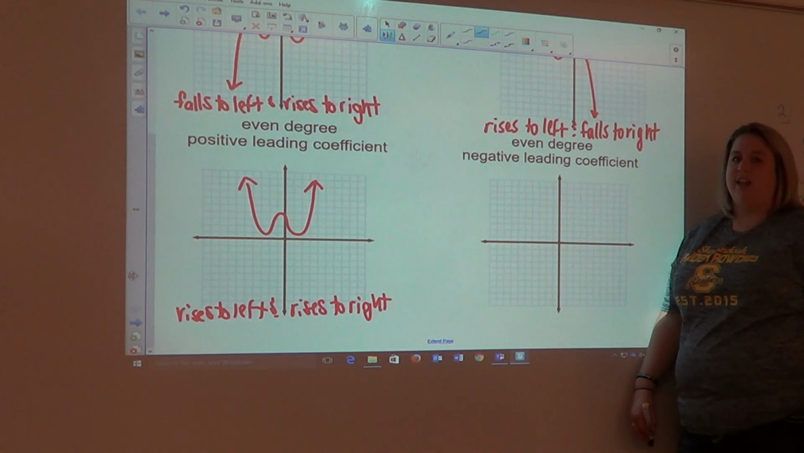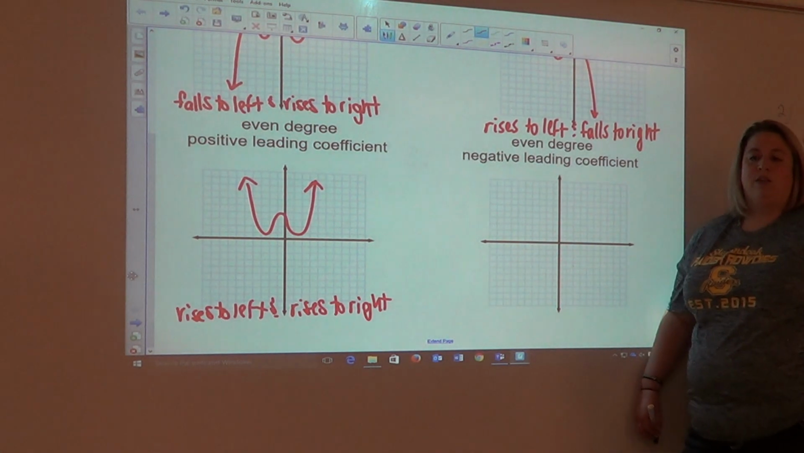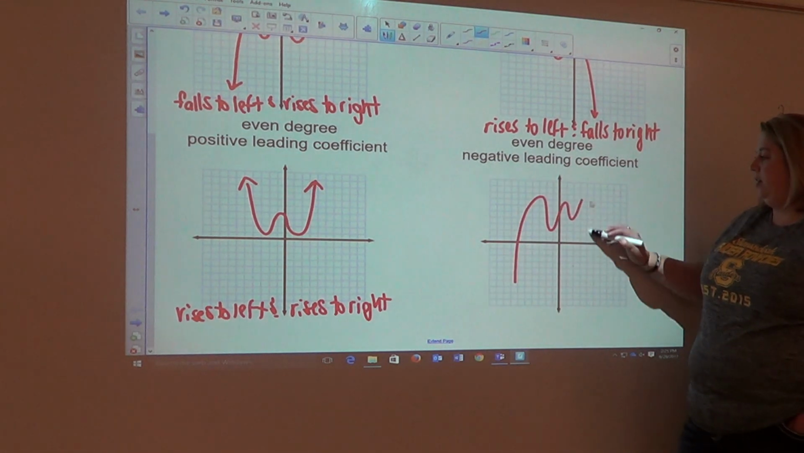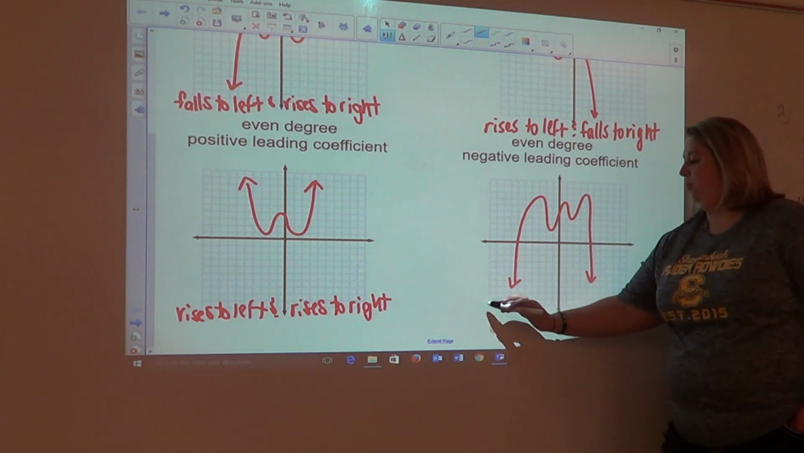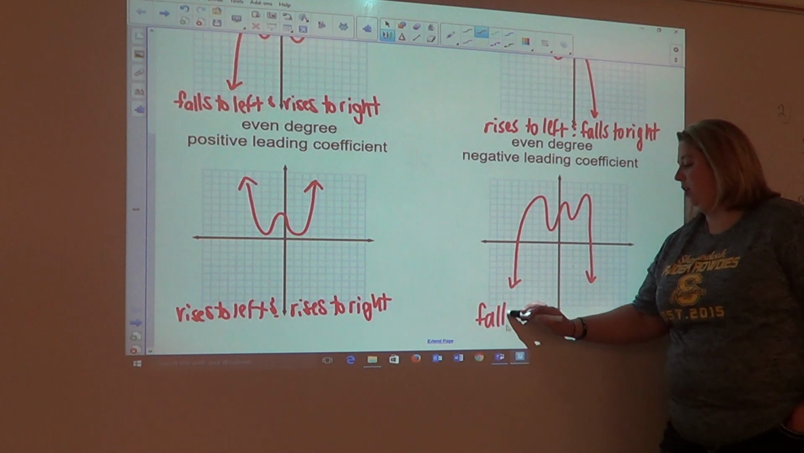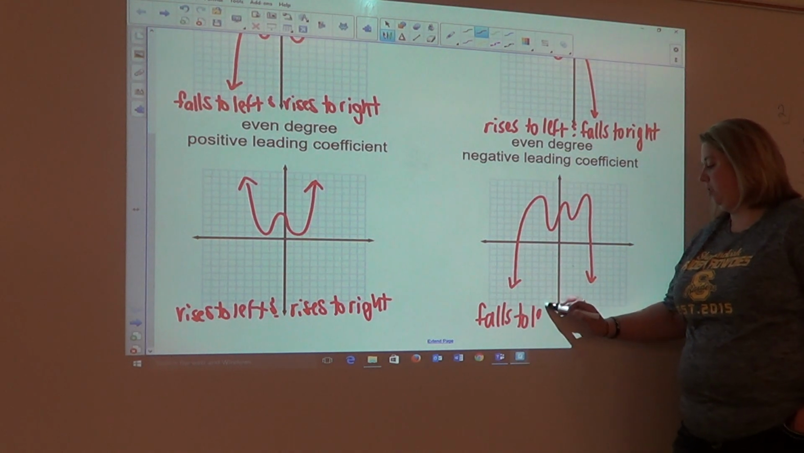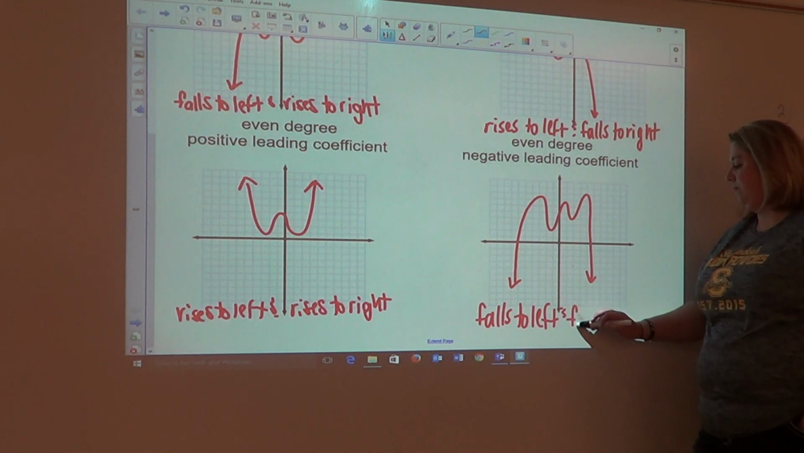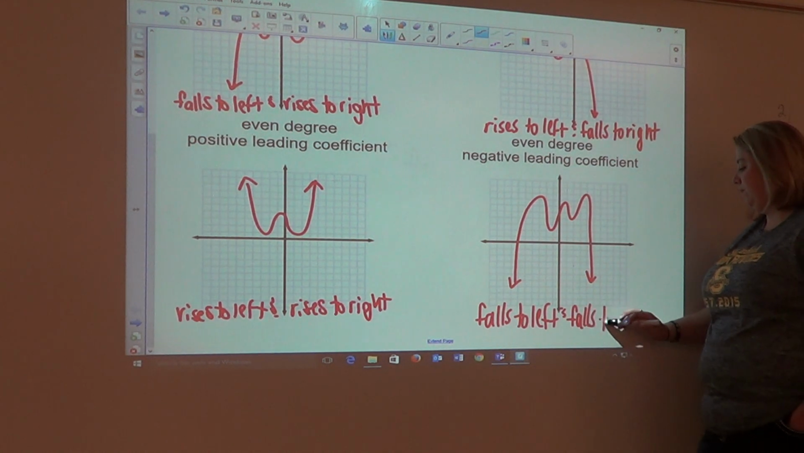Okay, what do you think it's going to do if it's negative? Okay, it falls on both of them. Doesn't matter what happens in between there. It's going to fall both ways. So it falls to the left, and it falls to the right.